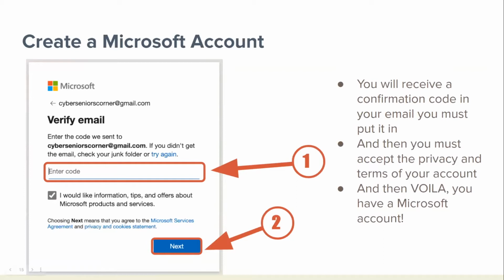You will then receive a confirmation code in your email inbox, and you must put it into the website in order to verify your account. Then you must accept the privacy and terms of your account by clicking on this checkbox here, and then you will have your Microsoft account ready. Just click on Next to finalize the process.